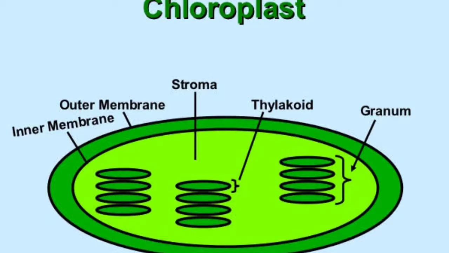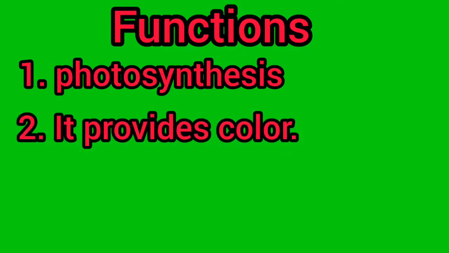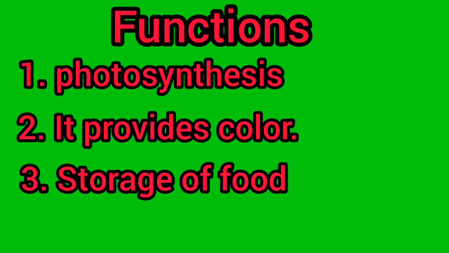नाउ व्हाट आर द फंक्शंस ऑफ क्लोरोप्लास्ट? फर्स्ट फंक्शन इज फोटोसिंथेसिस, द प्रोसेस बाय विच सोलर एनर्जी इज ट्रैप्ड बाय द क्लोरोफिल एंड फूड इज मेड. सो प्लास्टिड इज कॉल्ड द किचन ऑफ द सेल. Second function, it provides color to the fruits, flowers and different parts of the plant. Third, they store food, either fat, protein or carbohydrate.